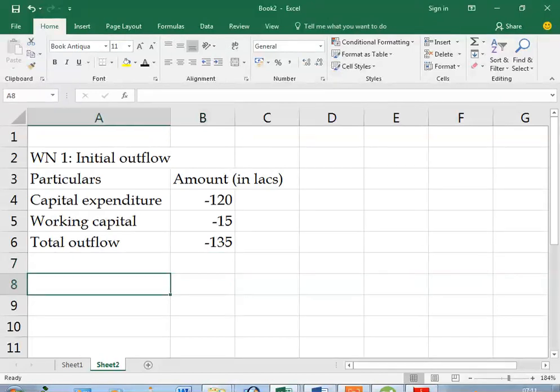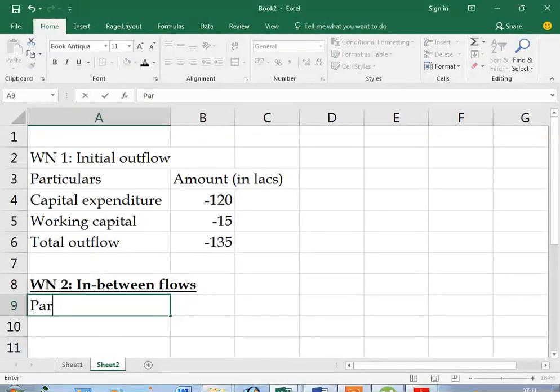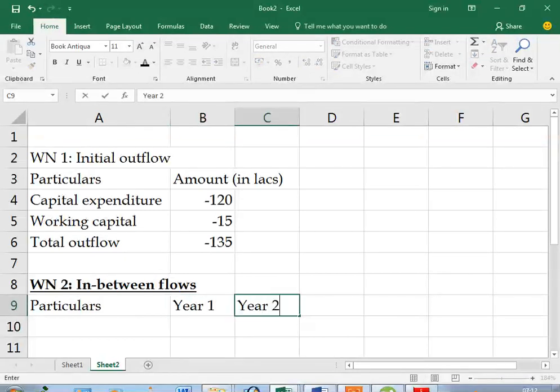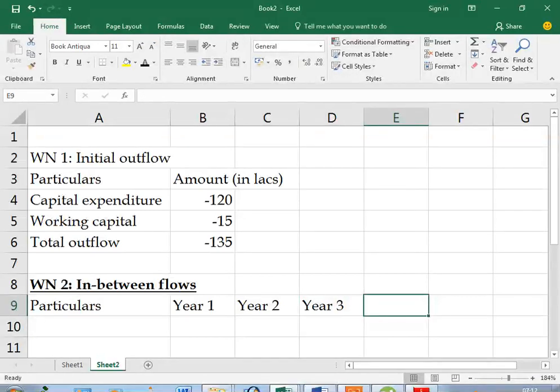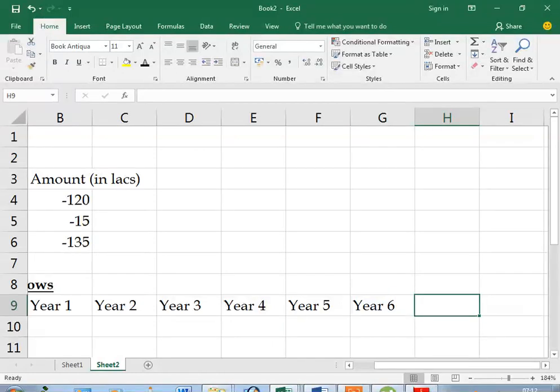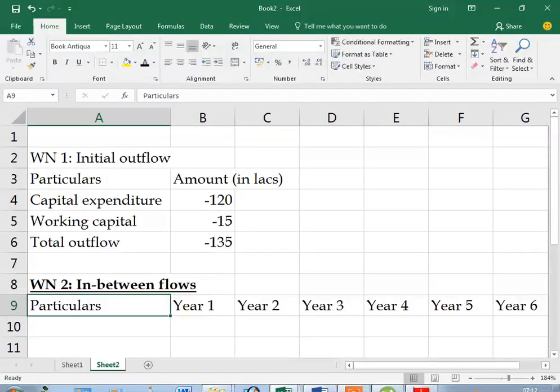Then working note 2, in between flows. Particulars in 8 years. Later on I'll tell you how can we club these things. Particulars and 8 columns. Year 1 till 8 columns you'll have to do. Later on I'll explain how can we do clubbing part here.